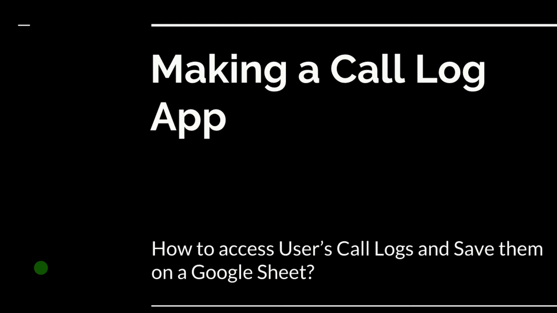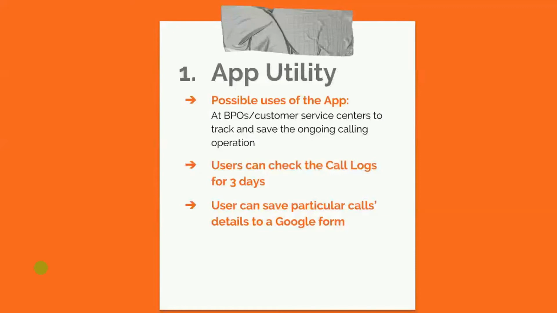To explain more about the functioning of this app, the utility of the app is that users like BPO customers or customer service centers can track and save the ongoing call operation in case the calls are being made through a mobile phone, an Android phone. Users can check the call logs for 3 days, and users can save particular call details to a Google form.